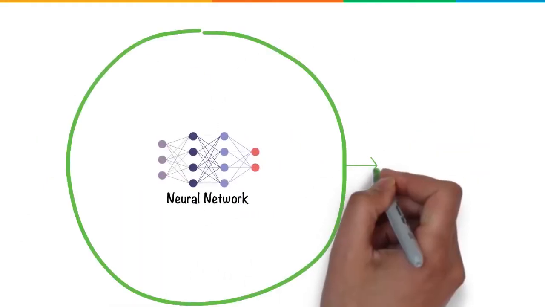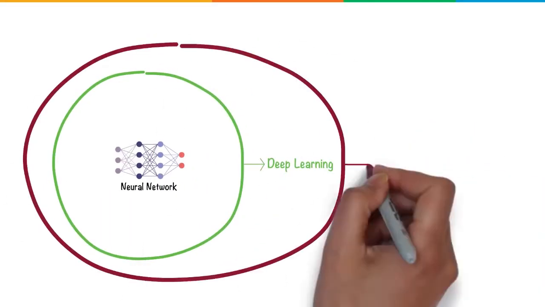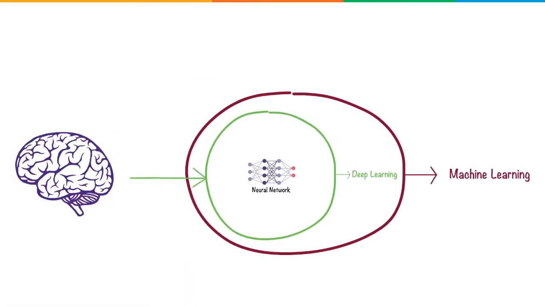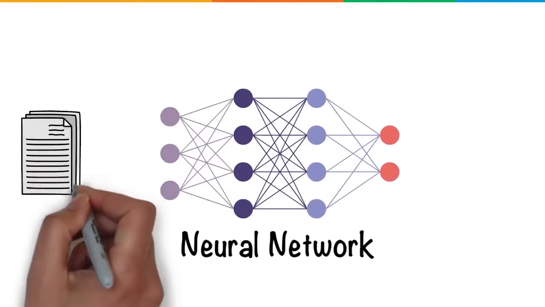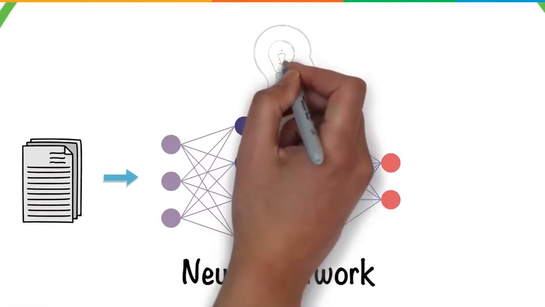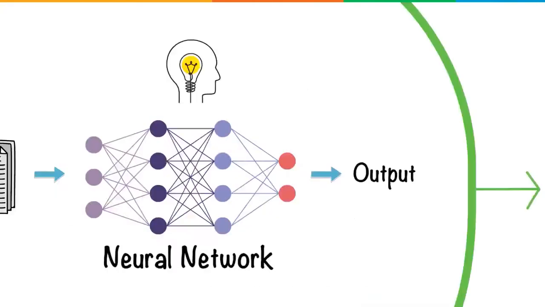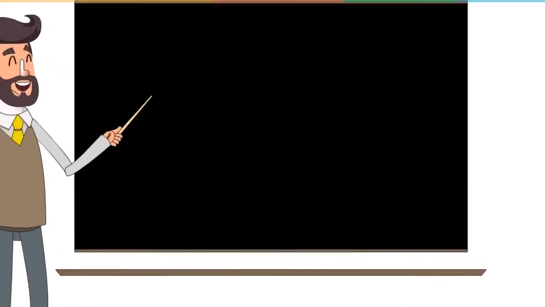Neural networks form the base of deep learning, a subfield of machine learning where the algorithms are inspired by the structure of the human brain. Neural networks take in data, train themselves to recognize the patterns in this data, and then predict the outputs for a new set of similar data. Let's understand how this is done.